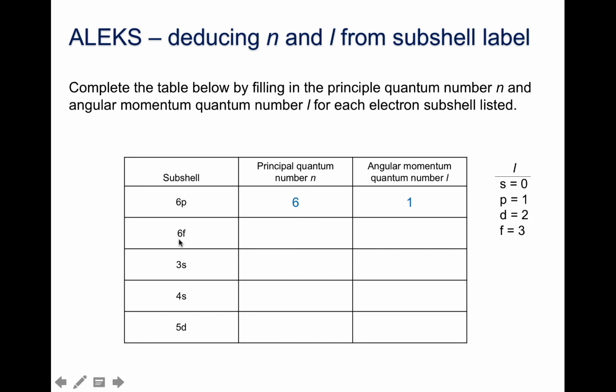And so for a 6s subshell, the number, again, corresponds to n. So we'd have a value of 6. And then an F sublevel has a value of 3. For a 3s subshell, n would be 3, s would be 0. For a 4s sublevel, n is 4, s corresponds to 0. And for a 5d subshell, n is 5, and d is 2. And so you won't be given this little cheat sheet right here, but it's really easy to remember. SPDF: 0, 1, 2, 3.